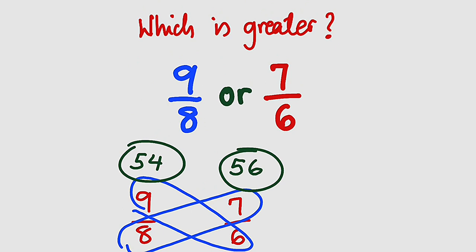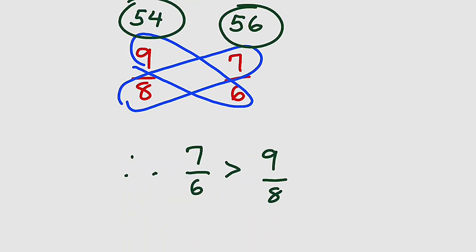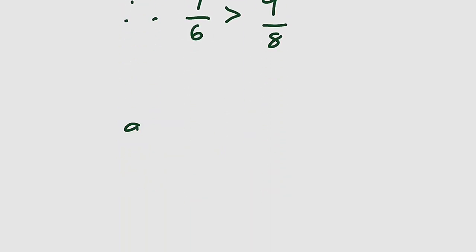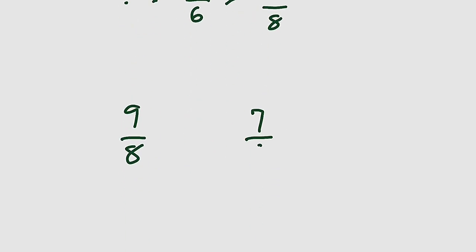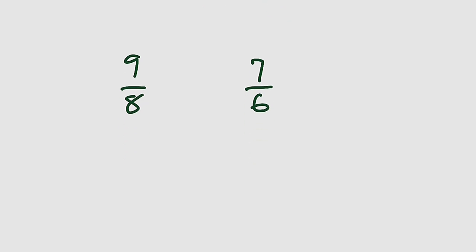Then second method, let us transform them into mixed numbers. We have 9/8 and 7/6. Into mixed numbers, 8 can go into 9 one time with a remainder of 1 out of 8. And 6 can go into 7 one time with a remainder of 1 out of 6.